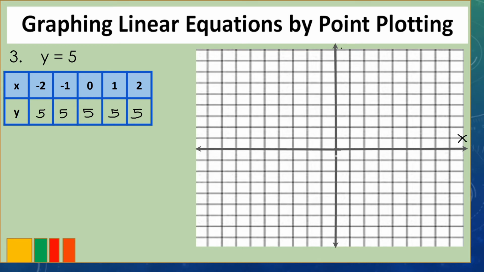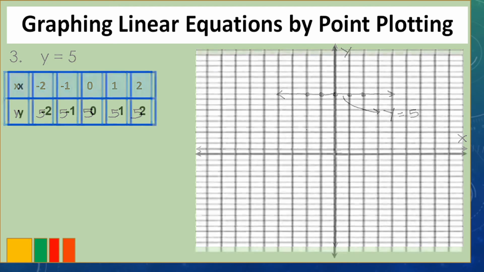Negative 2 and 5, 1, 2, 3, 4, 5, it's here. Negative 1 and 5, 0 and 5, 1 and 5, 2 and 5. After that, we connect the points using a straight line, and that line is our equation y equals 5.